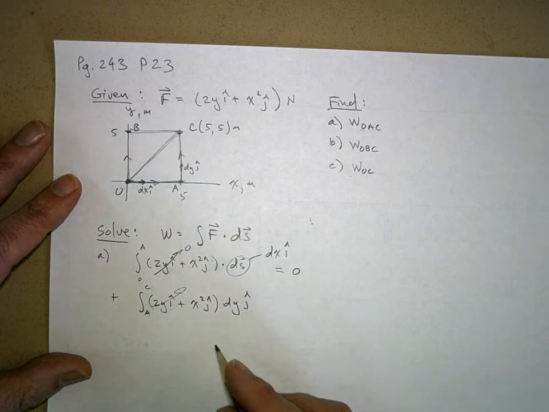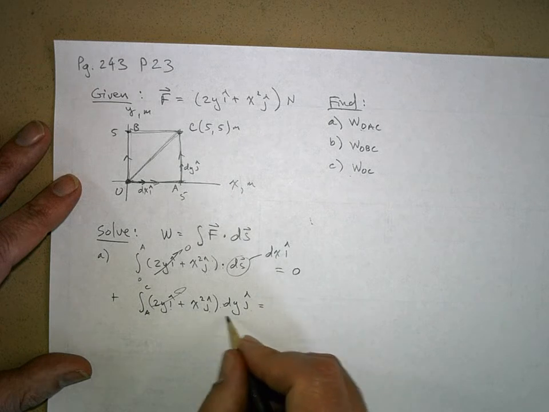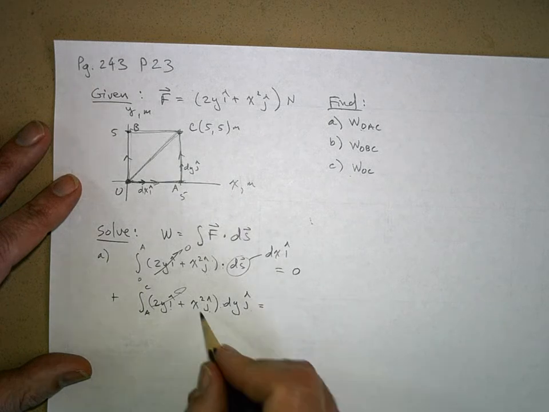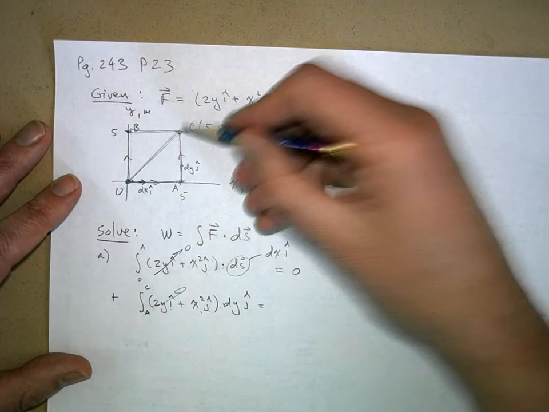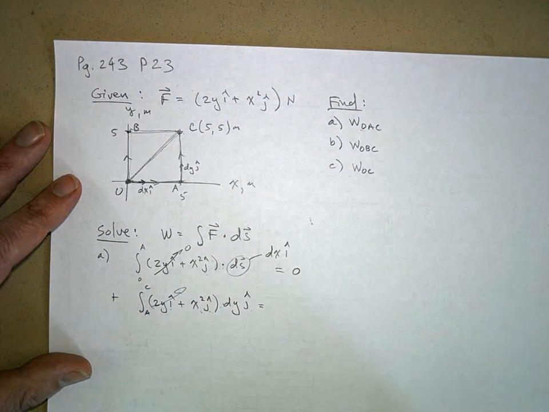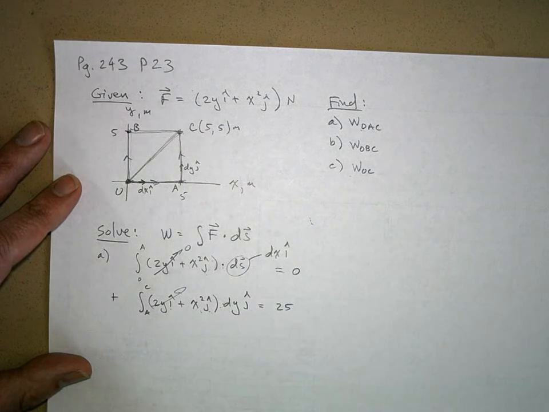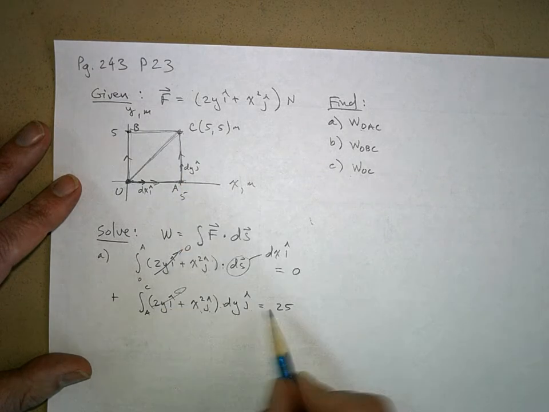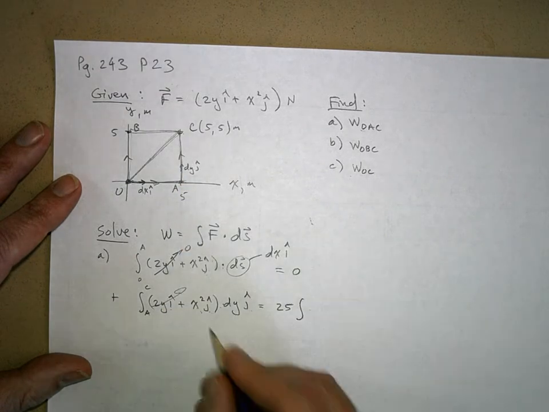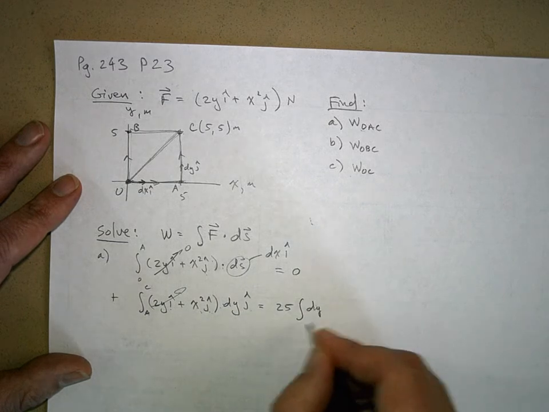So all I've got left is j dot j is 1. So I get x squared dot j. Now, what's true about x as I go along from A to C? X is constant, isn't it? It's 25. So that comes out of the integral. X squared, well, it's 5 squared, so it's 25. And now all I've got is the integral of dy from 0 to 5.